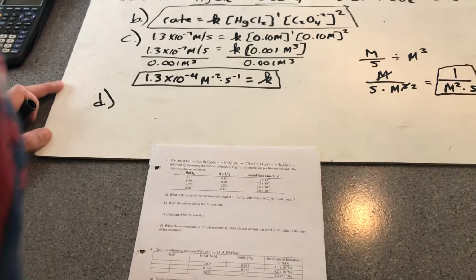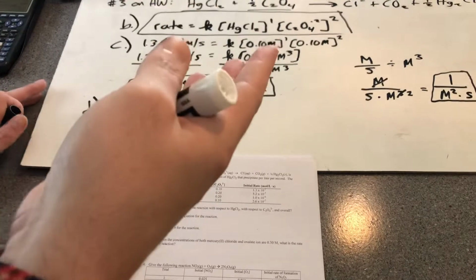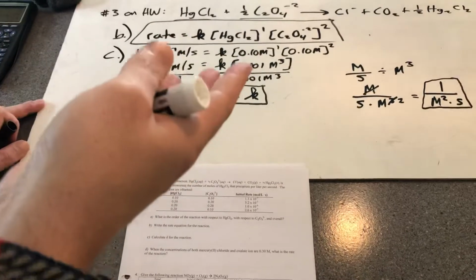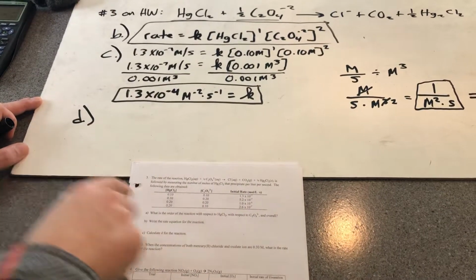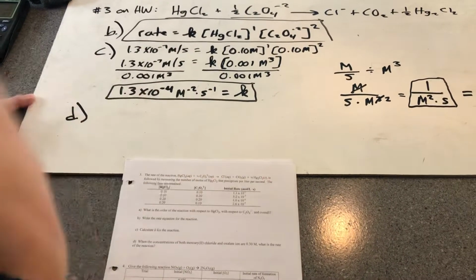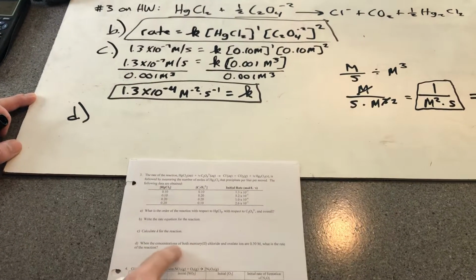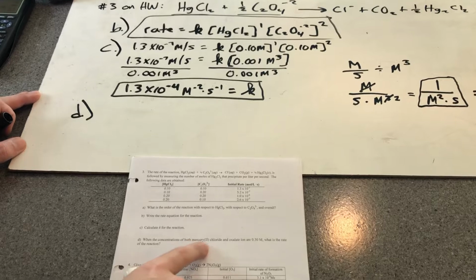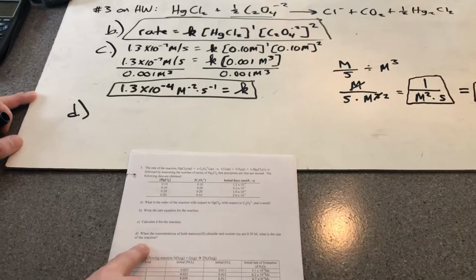You could figure out what the concentration is or what the rate is at a given point in time along the reaction progress instead of having to manually do it. So it gives us predictive powers, kind of like stoichiometry gives us predictive powers. So for D, it says when the concentration of both mercury 2 chloride and the oxalate ion are 0.3 molar, what is the rate of the reaction?